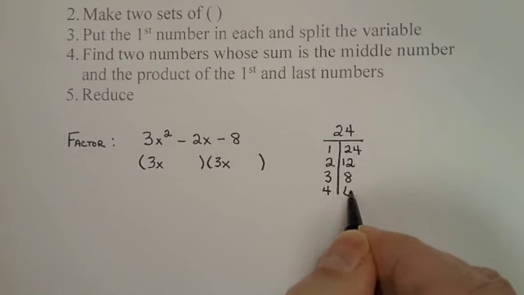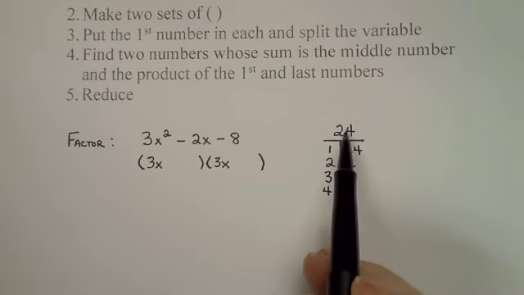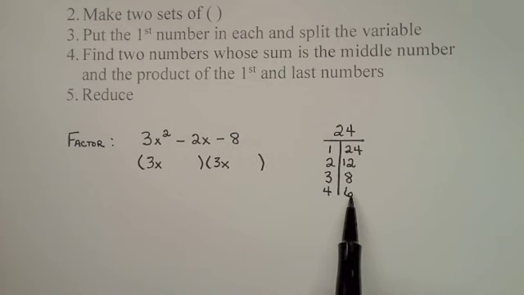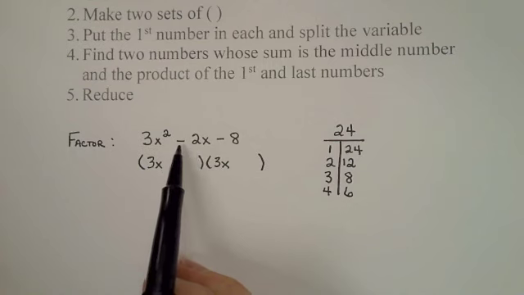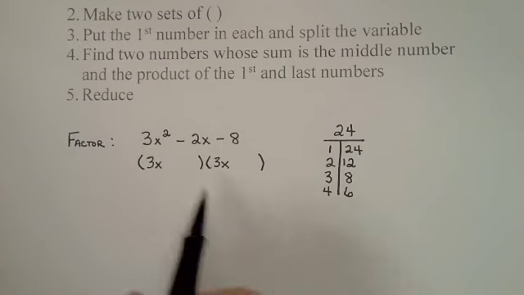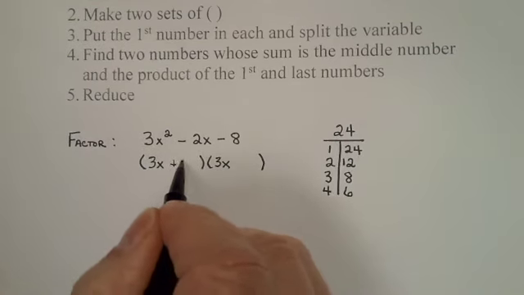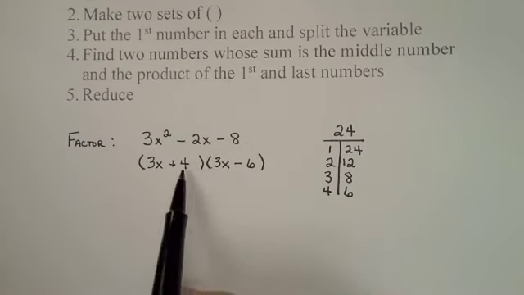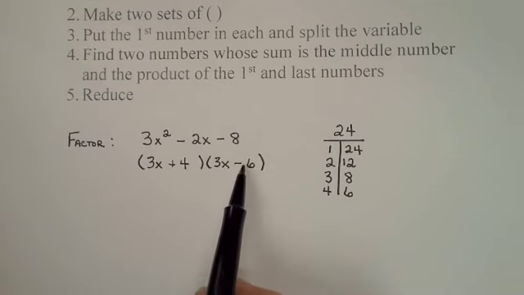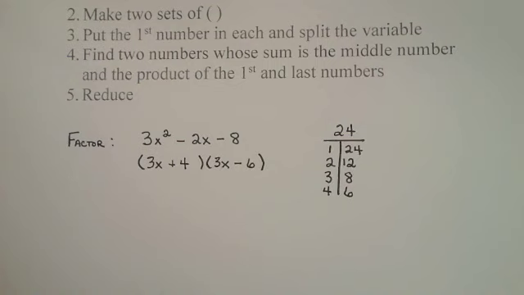4 and 6. 4 times 6 will give me 24. Any way I can subtract these and get 2? Yes. What kind of 2 do I need? I need a negative 2. So one of these needs to be a positive 4 and a negative 6. Positive 4 and negative 6 added together give me negative 2, and when I multiply them together, it gives me negative 24. It doesn't matter where I put these numbers, whether I put them in the first set of parentheses or the second set of parentheses.